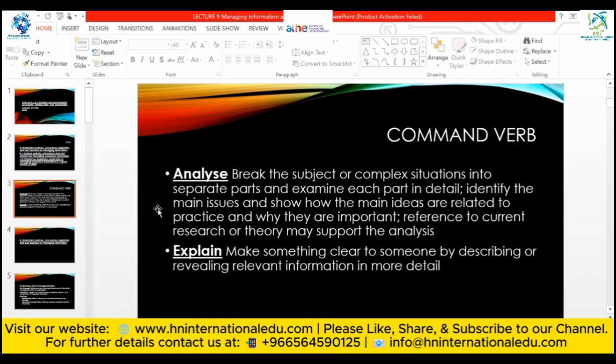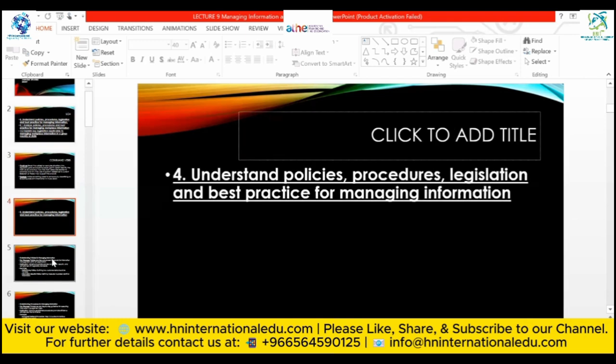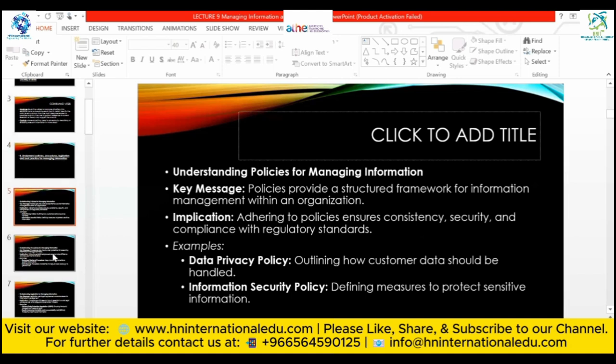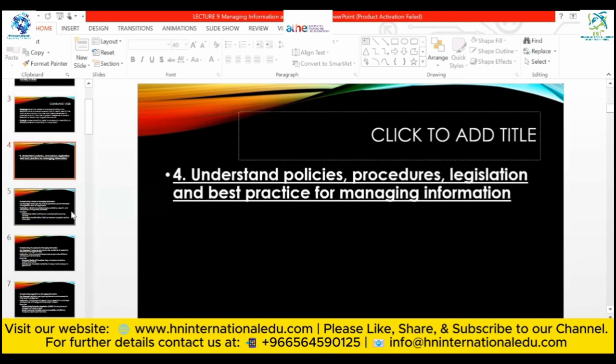Explain is all about making something clear to someone by describing or revealing relevant information in more detail. All right. First, let's get into the overview of the whole LO4, what it says. Understanding the policies for managing information. Now I have broken the question into parts. First, we will discuss the policies.